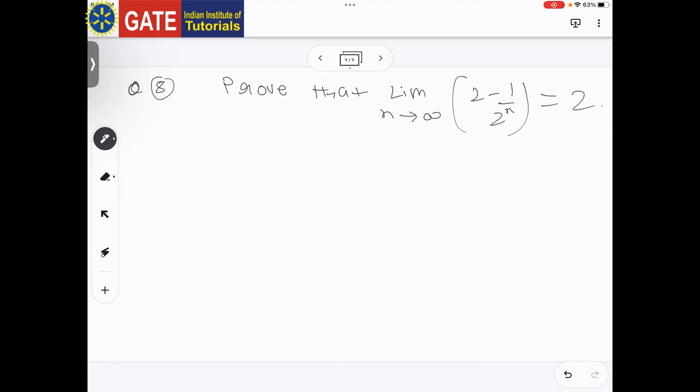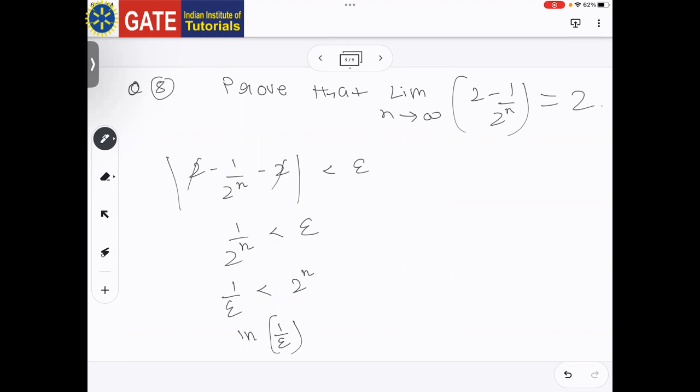Sir, is N in this case log epsilon by log 2? Let's see. So modulus of 2 minus 1 by 2 raised to the power n minus 2 is lesser than epsilon, then 2 gets cancelled. You get 1 by 2 raised to the power n is lesser than epsilon. Here we can write 2 raised to the power minus n less than epsilon, or 1 by epsilon is lesser than 2 raised to the power n. Now take the log. So ln 1 by epsilon is lesser than n ln 2. So n is greater than ln 1 by epsilon by ln 2.